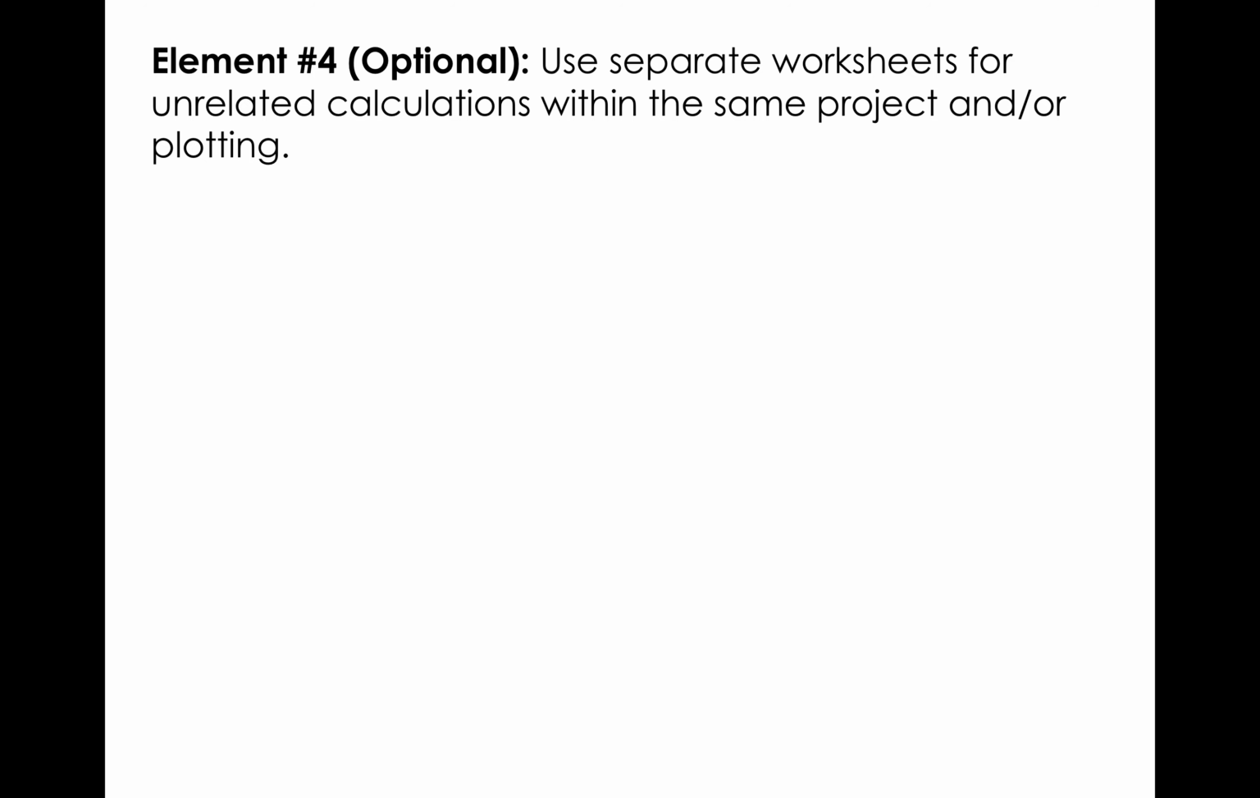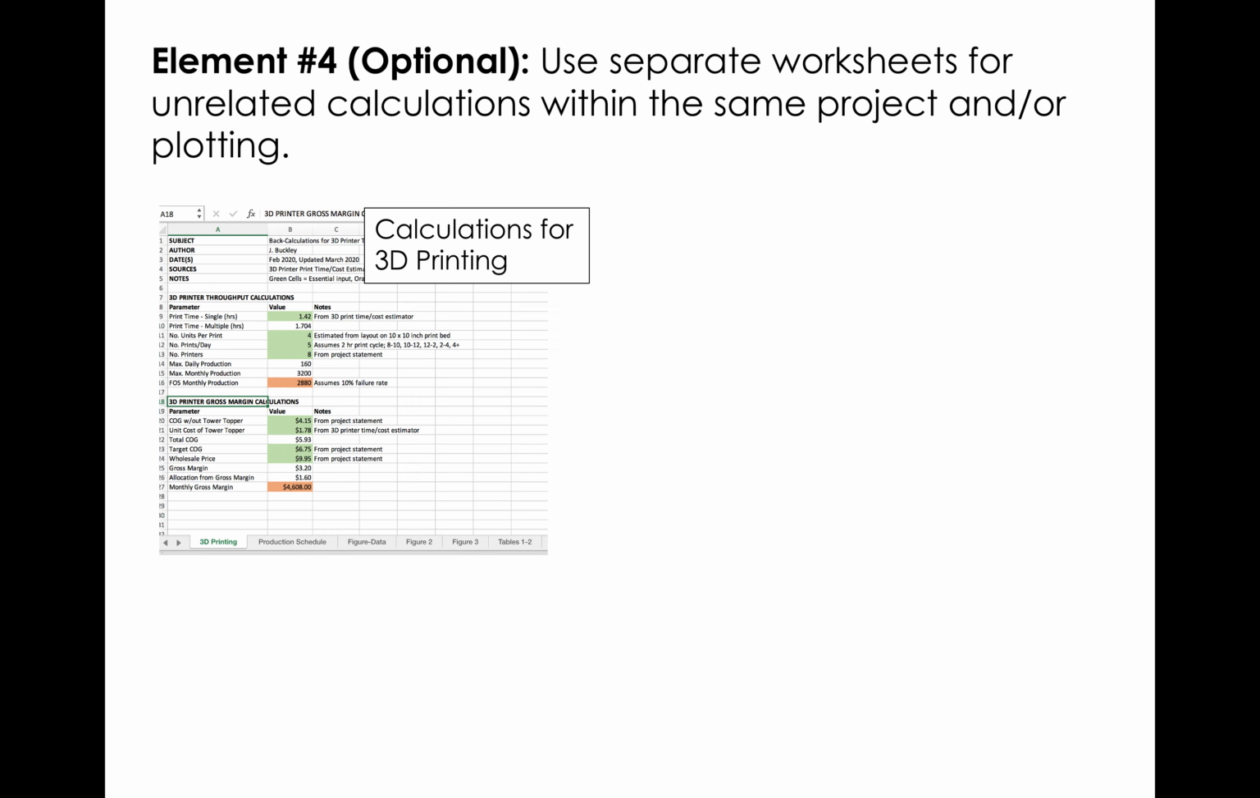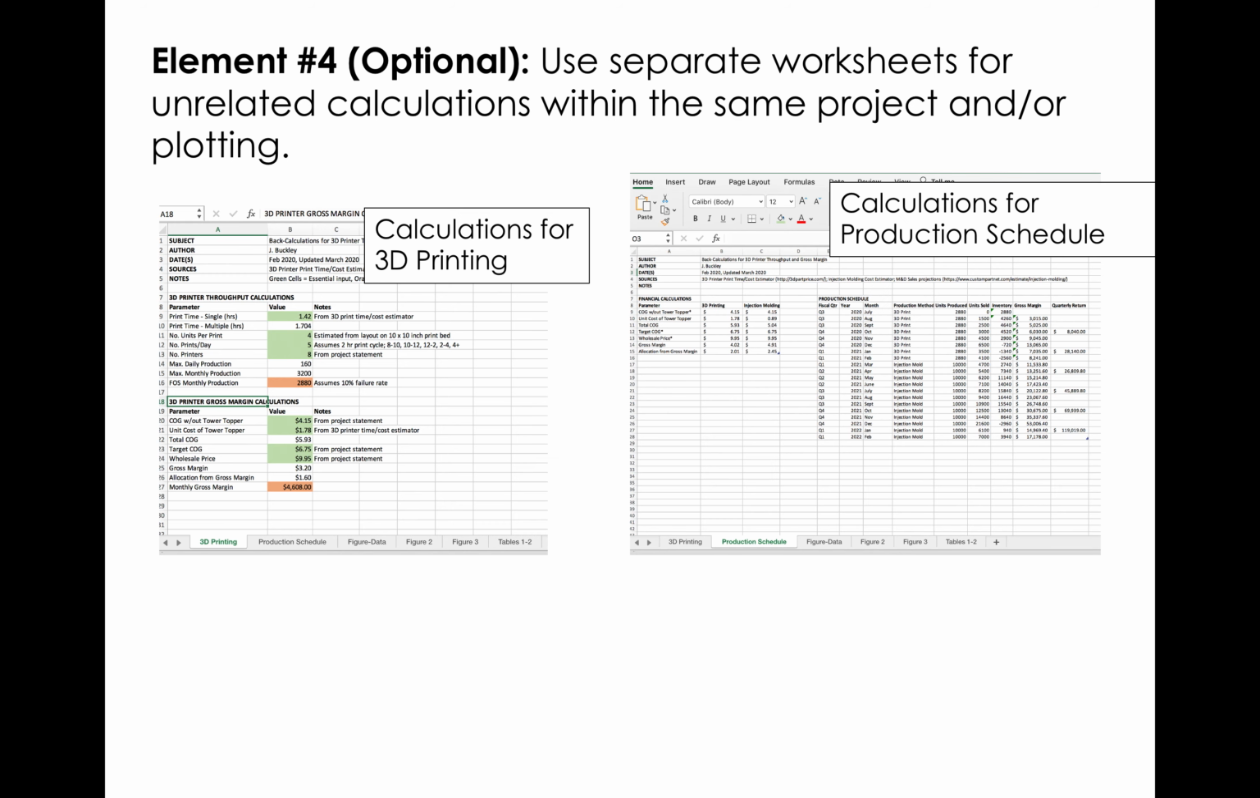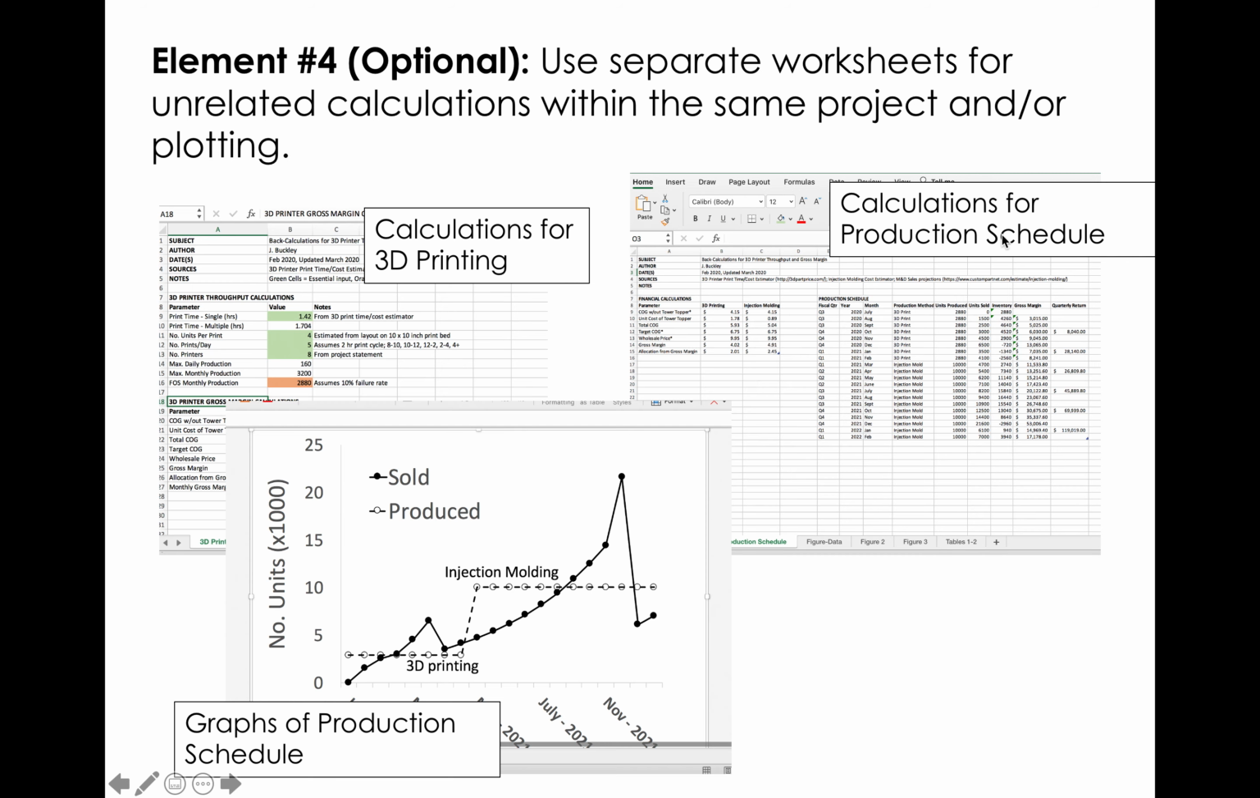Looking back to my example for Summative number 1, I have one sheet called 3D printing. That's the calculations relevant to 3D printing, so printer throughput and printer gross margin. That's the worksheet I've been showing. Then I've got another worksheet called production schedule that has calculations for the production schedule. Notice I have a different header on this. I've updated it, and my sources are different. Then let's say I want to plot the production schedule. I would put that plot, these are figure 2 and figure 3, graphs of the production schedule. I've got two different ones, but they're pulling from this data sheet.